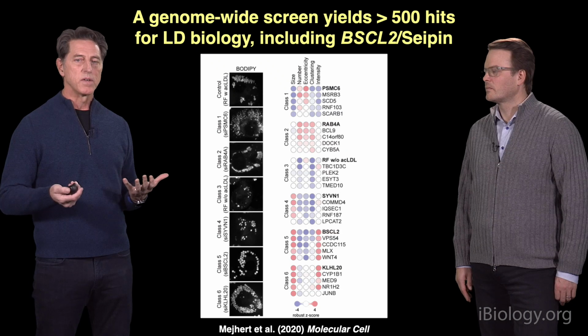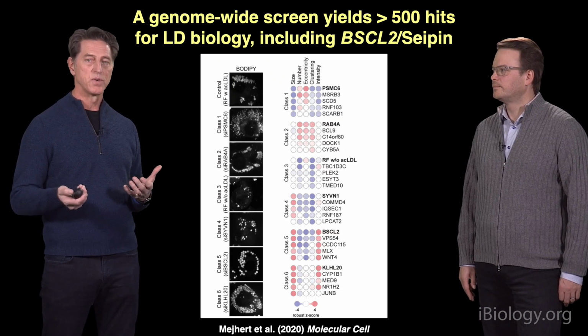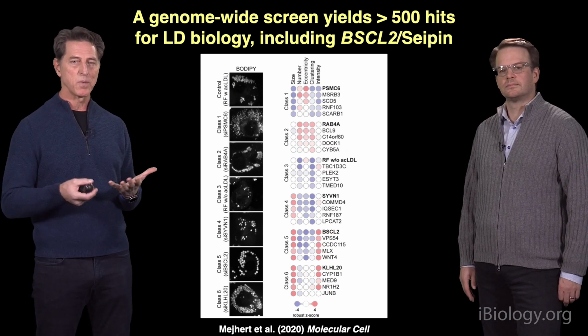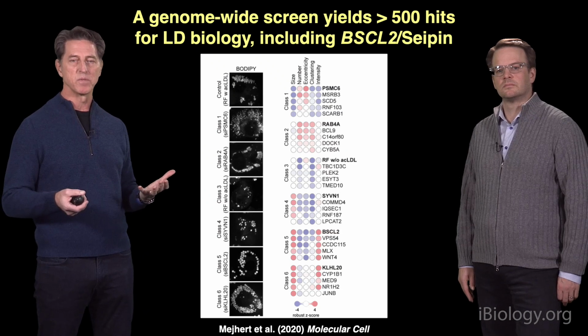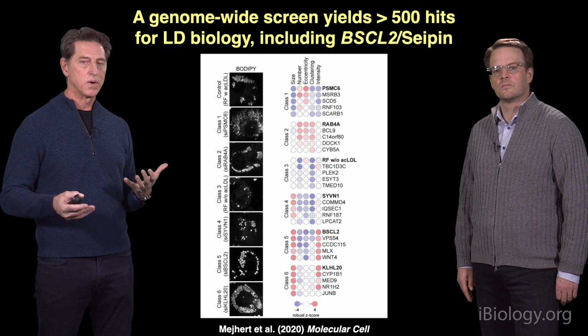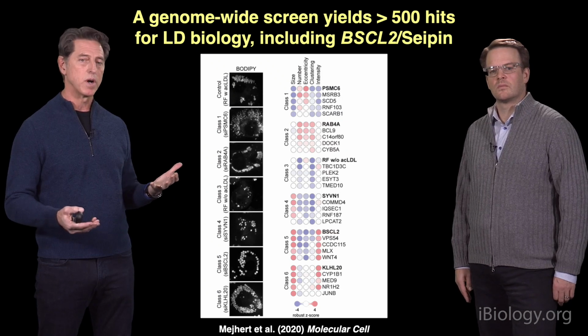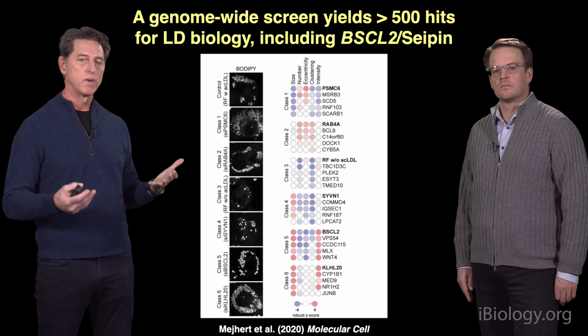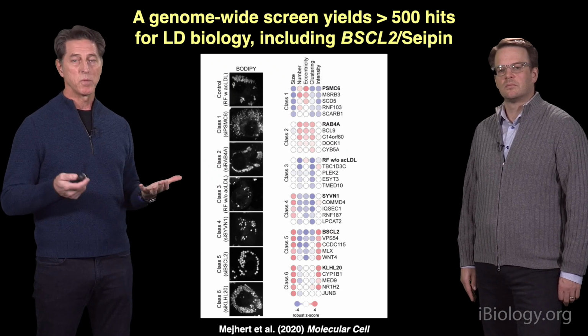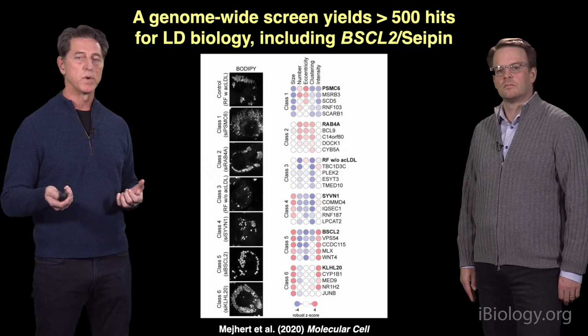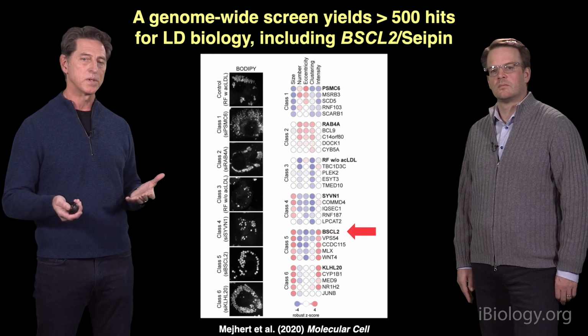Some of the genes that cause these different phenotypes are shown on the right here, and obviously today we can't discuss many of the hits from the screen. I will say, though, all these hits will be made publicly available on a lipid droplet platform that will be launched very soon. One of the hits that we would like to talk about today is this one called BSCL2, or Seipin.